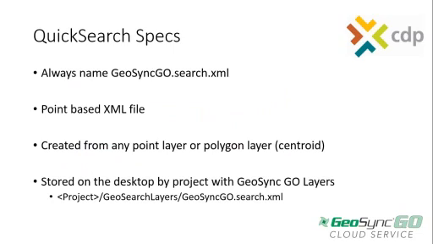Some of the specifics about the Quick Search file. This file will always be named geosyncgo.search.xml. It's a point-based XML file. It can be created from any point layer or the centroid or midpoint of any polygon layer. And it's stored on the desktop in the project folder with the other GeoSync GO layers. That's in the GeoSearch layers folder, and that's all in the Documents folder, the Documents GeoSync GO folder umbrella.